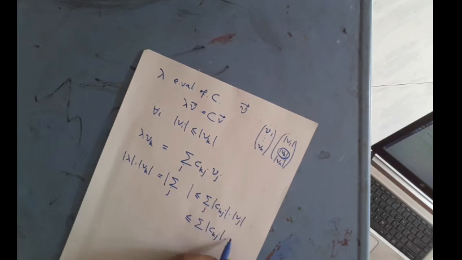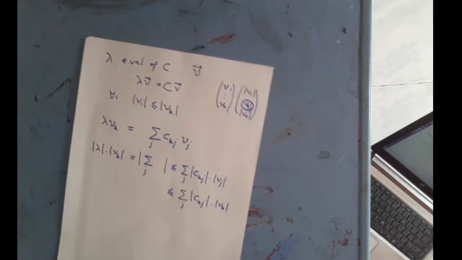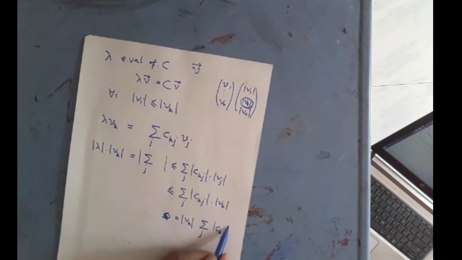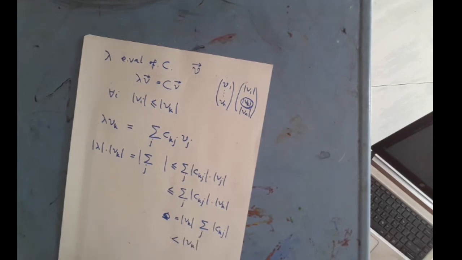So, this will be CKJ VK. The sum being over J, you can bring this out of the sum. So, you will get, well, I can write equality here. Vk comes out, sum over J of CKJ. I know that all this sum must add up to something strictly less than 1. So this must be strictly less than mod Vk. So I get this.